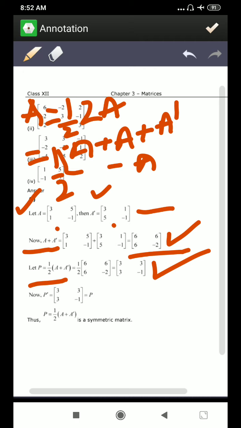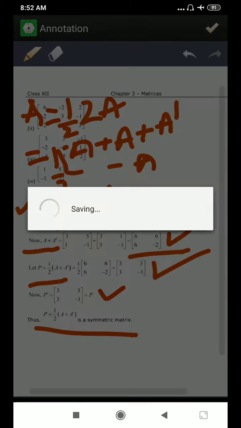P transpose is P definitely. So you can say it is a symmetric matrix. If you want to show it, it's okay. If you don't want to show it, it's a theorem. So you can directly write that half of A plus A transpose is a symmetric matrix. But it is shown over here. Next thing.